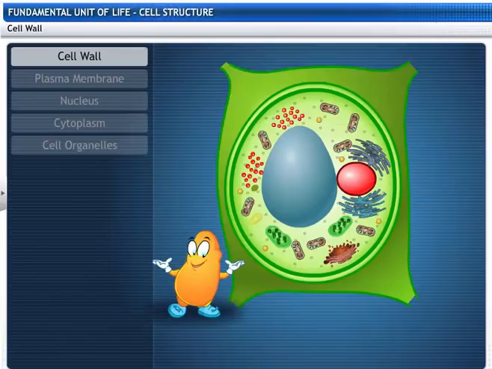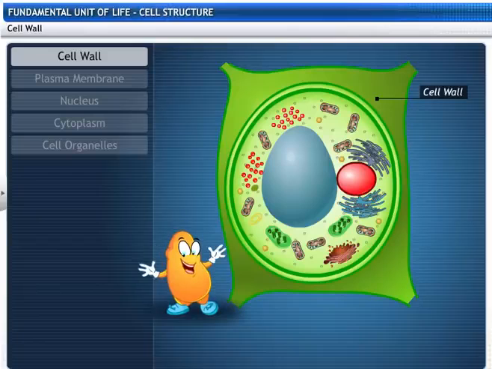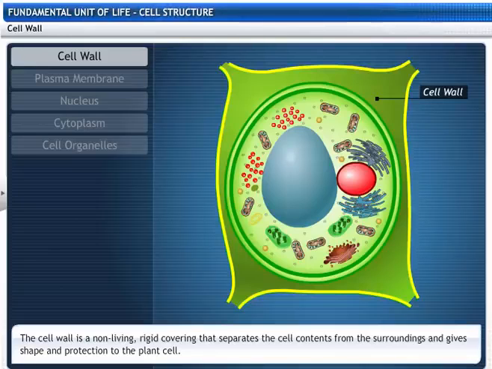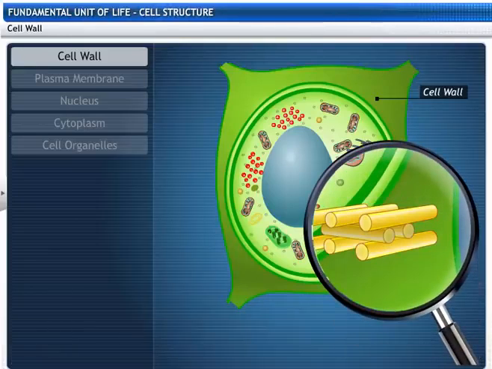Look at the cell. Notice the cell wall. The cell wall is the outermost covering, which is non-living and rigid. It is seen only in a plant cell. It separates the cell contents from the surroundings and gives shape and protection to the cell. It is composed of cellulose and is permeable.